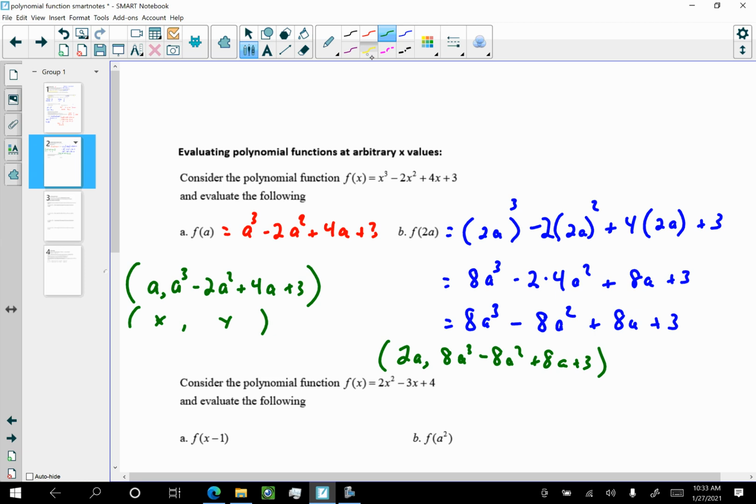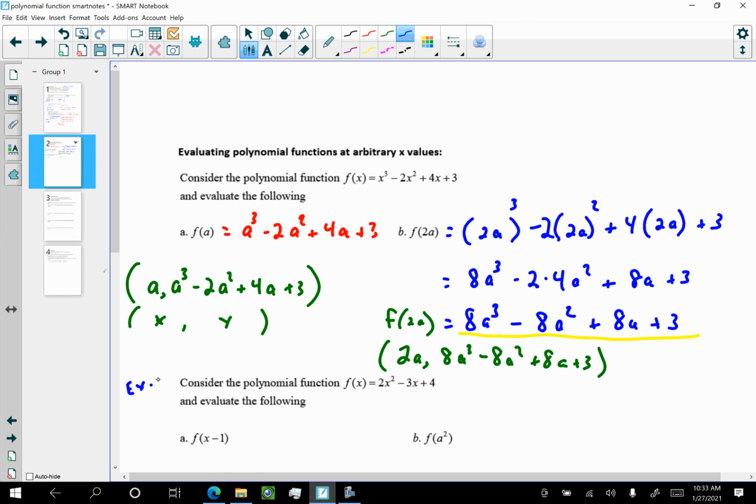Keep in mind, for this particular problem, what we're mostly looking for is f of 2a, which is equal to, indeed, this output if you put 2a in. Okay? Good examples of that.